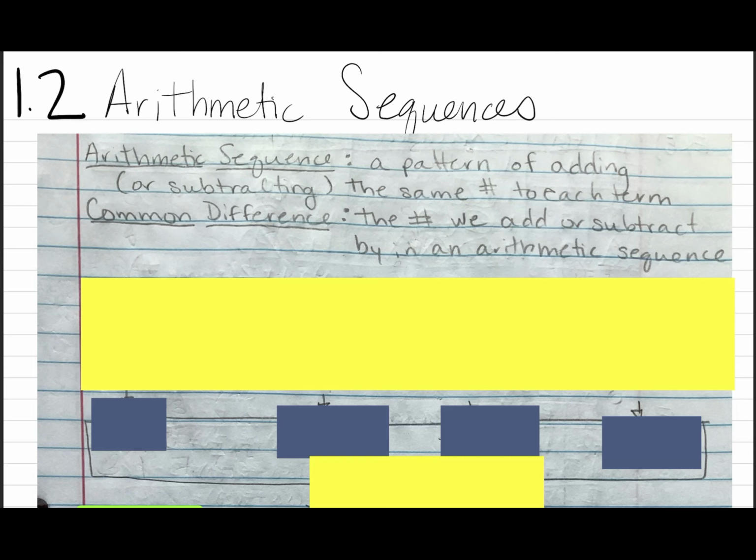So an arithmetic sequence is a pattern of adding or subtracting the same number to each term. Okay? A common difference is the number we add or subtract by in an arithmetic sequence. So both of these need to get written down in your notebook.